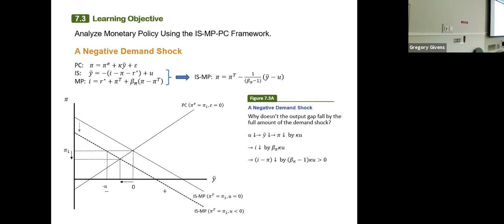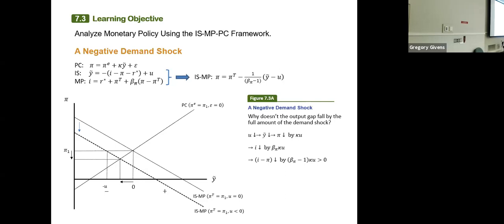The change in the real interest rate would be beta pi times kappa U minus kappa times U. That is beta pi minus 1 times kappa times U. We know that's got to be a number bigger than 0. Why? Because beta pi is bigger than 1. So because the Fed here responds aggressively to the inflation gap, then we know that the real interest rate is actually going to fall, not just the nominal interest rate.